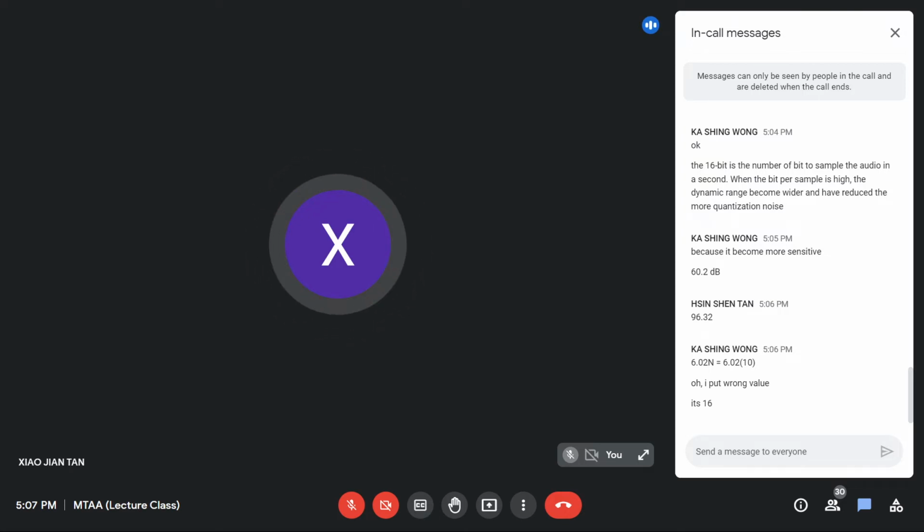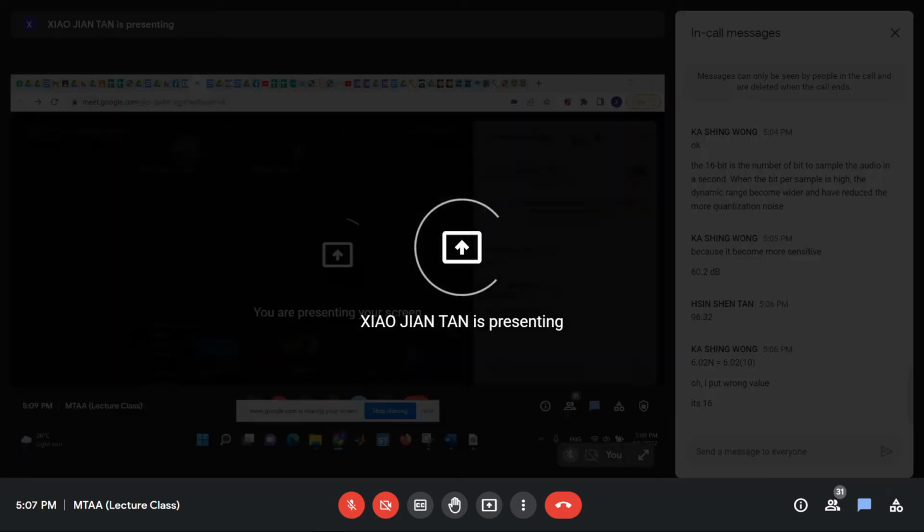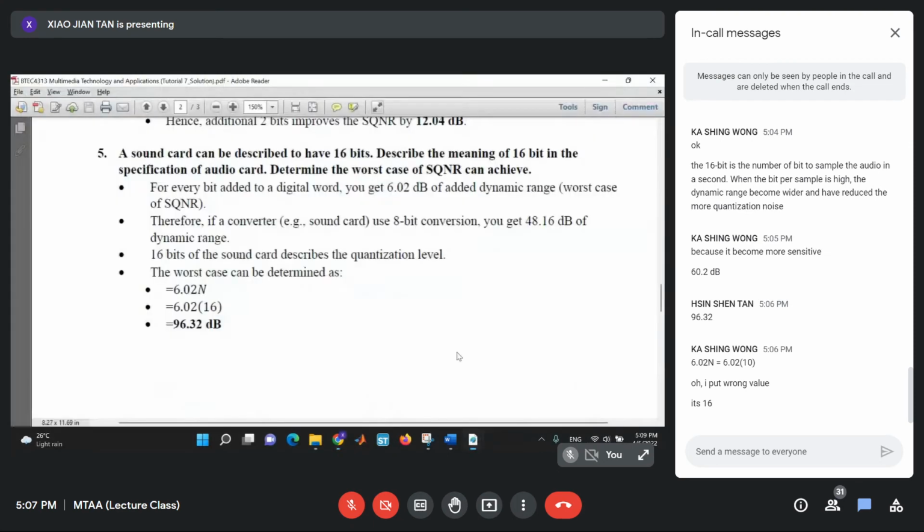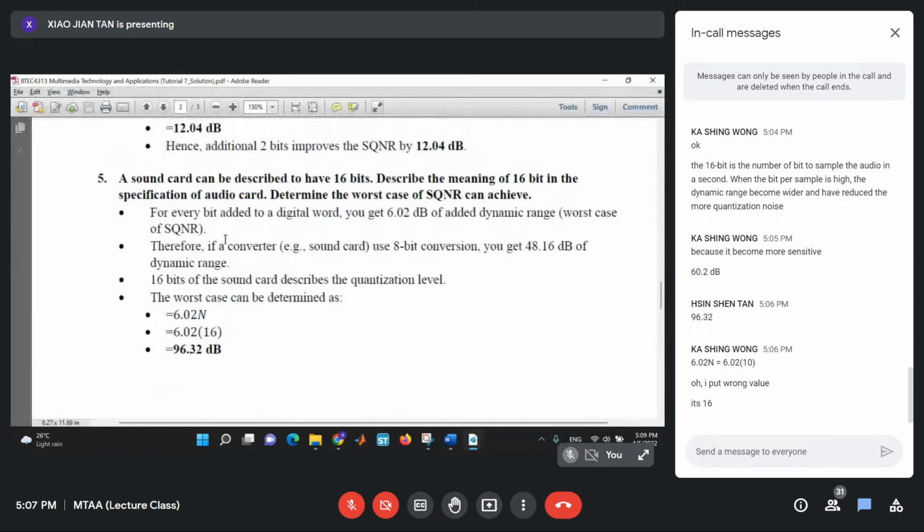Okay, so let me share my screen. Thank you for the answers from both of you. So a sound card can be described as having 16-bit. Describe the meaning of 16-bit. First of all, you need to describe what 16-bit means in terms of specification for an audio card. And the next question is to determine the worst case of SQNR.